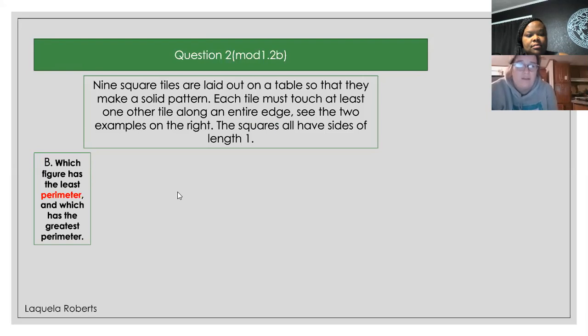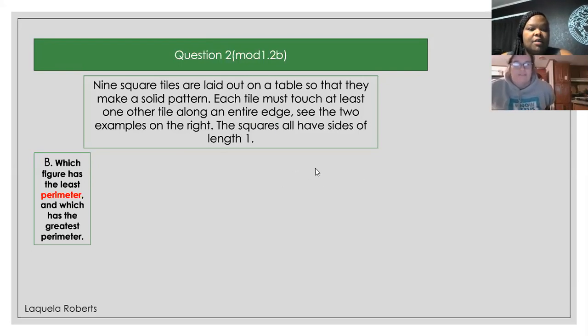Ms. Dominique, 9 square tiles are laid out on a table so that they make a solid pattern. Each tile touches at least one tile along an edge. See the 2 examples on the right, and they each have 1 length. Okay, Ms. Dominique, can you solve B for us, please?